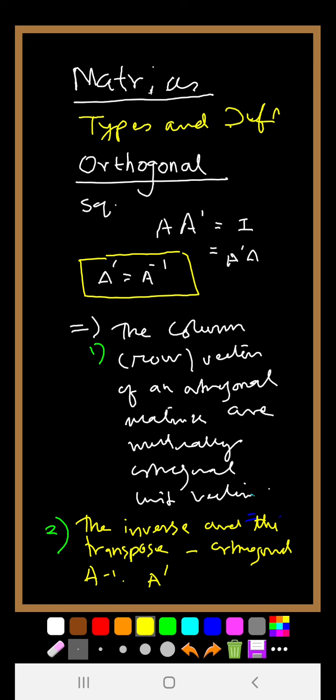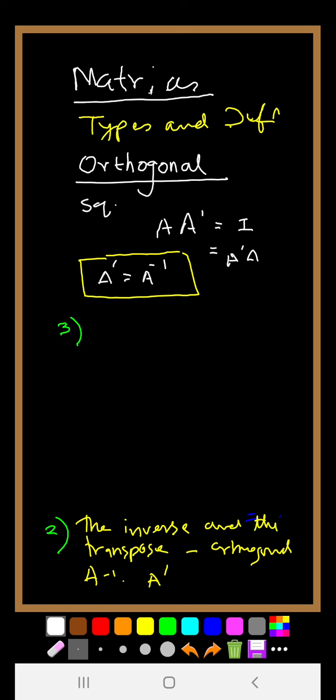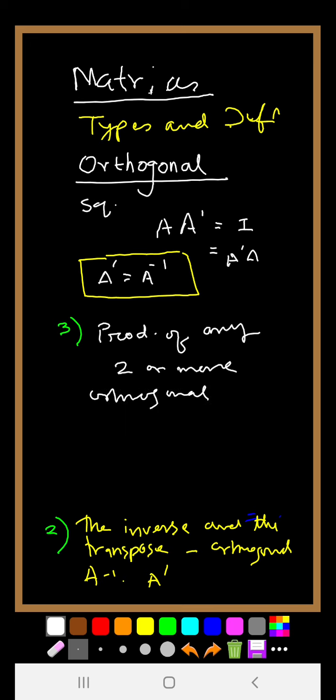And the third point associated with an orthogonal matrix is that the product of any two or more orthogonal matrices is orthogonal.